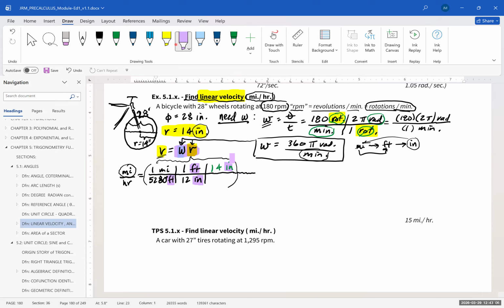Okay, now we need to multiply that times our angular velocity. But for angular velocity, we want hours to be in the denominator. And we've got minutes to work with. So we want to convert hours to minutes, and we want minutes to be in the denominator.